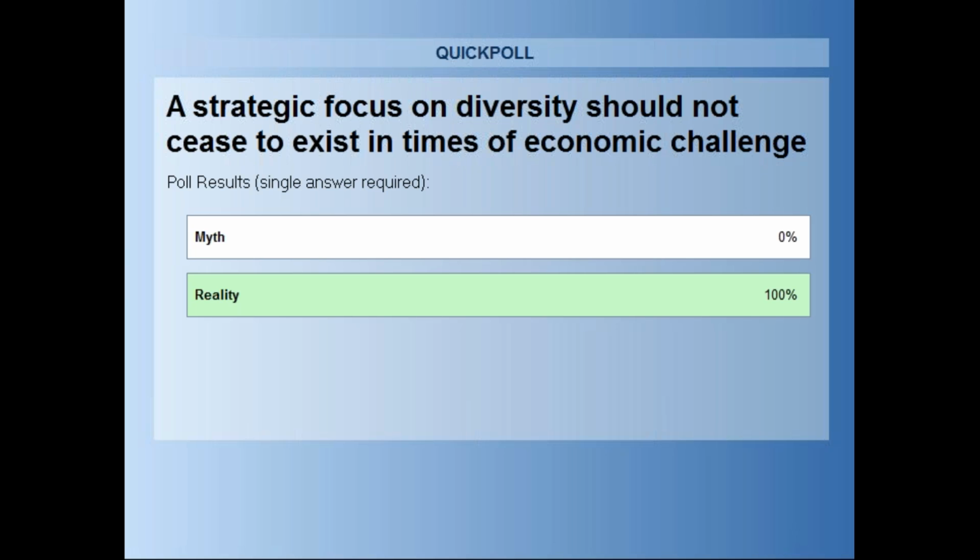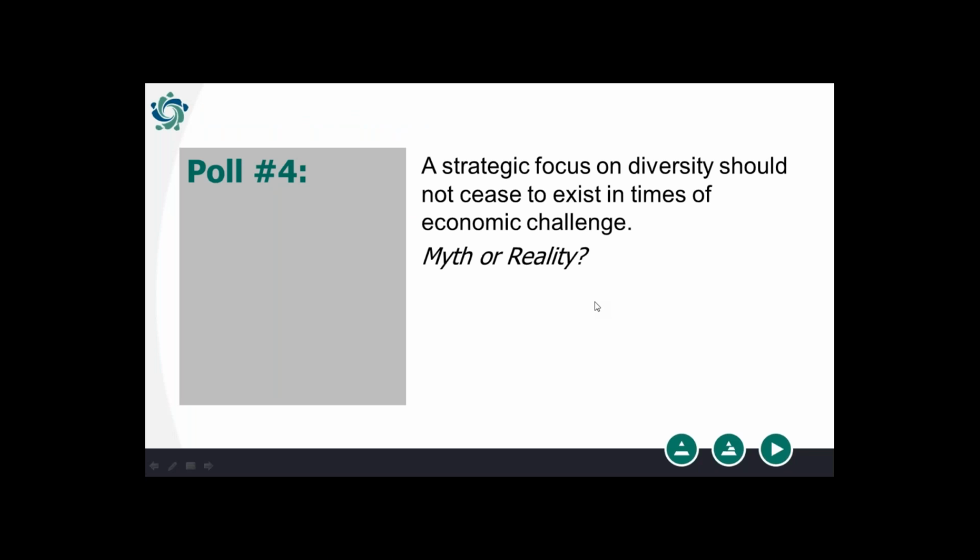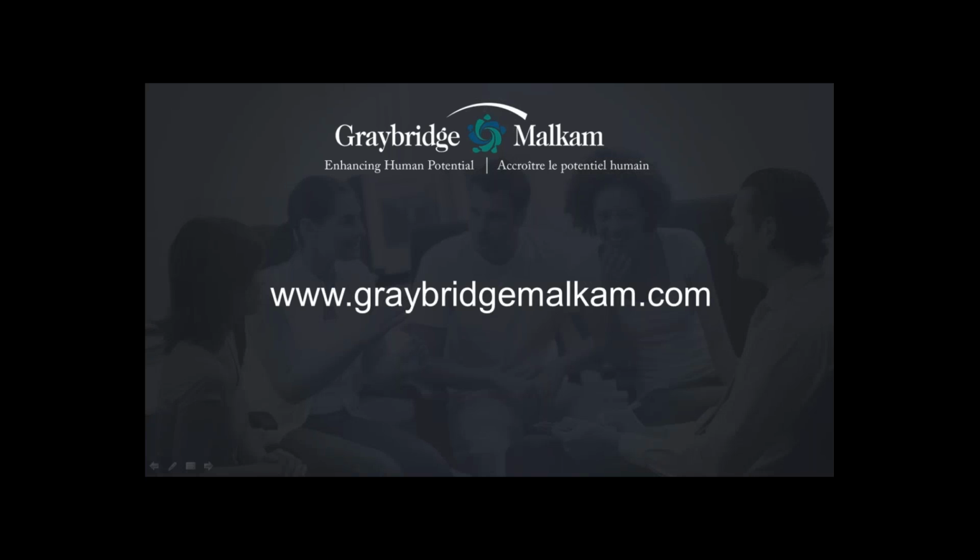And the other thing to think about here: if you drop the ball on diversity and inclusion, you're really sending a message to your employees that it doesn't matter, and to your customers, who are very diverse, that you don't see this as an important part of doing business. So I'll end there, Sarah, and I'll give it back to you.